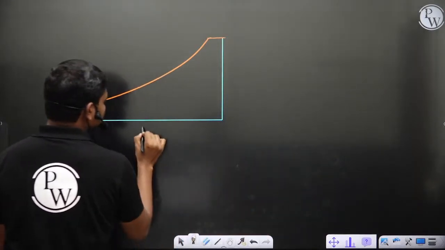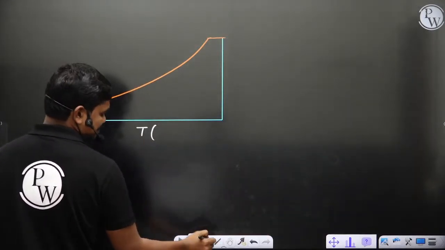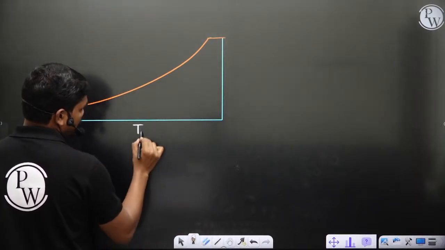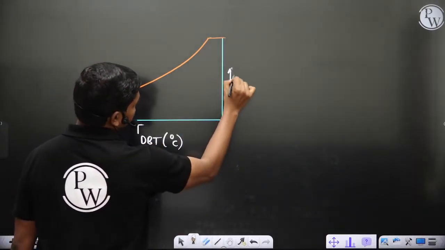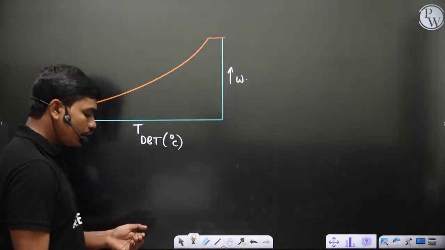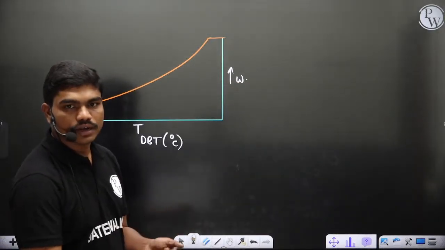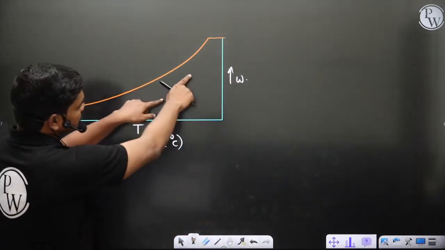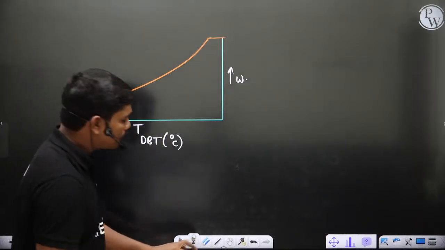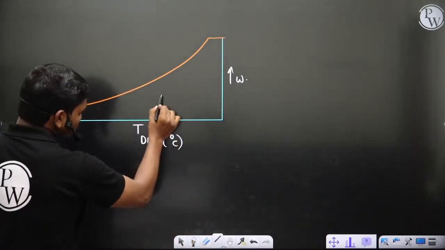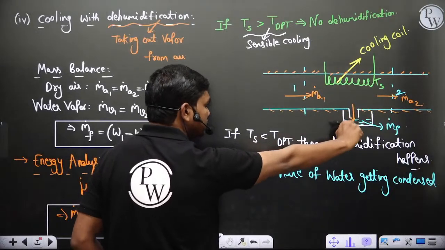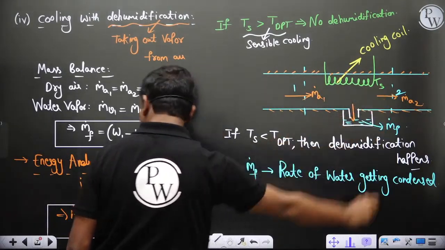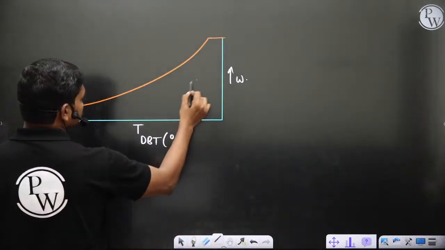This is temperature, T dry bulb temperature in degrees Celsius, and this is omega. Now tell me, if you are doing cooling, temperature should decrease because clearly you are doing cooling, and also because of this water which is getting condensed, omega will also decrease. So if you see, the line appears something like this.